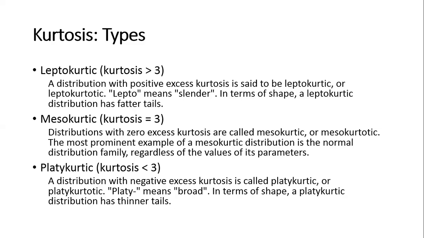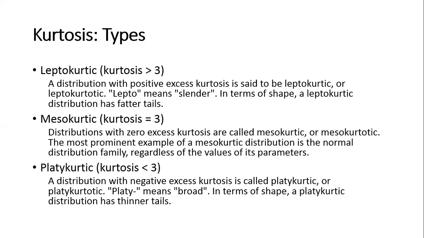Mesokurtic, kurtosis of 3. This distribution has zero excess kurtosis and is called mesokurtic. The most prominent example is the normal distribution family. So the normal distribution is mesokurtic, which means it doesn't have excessive steepness or depression, regardless of the value of its parameters.